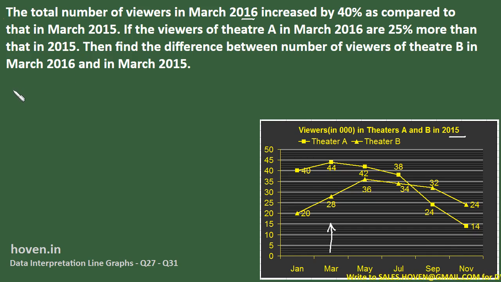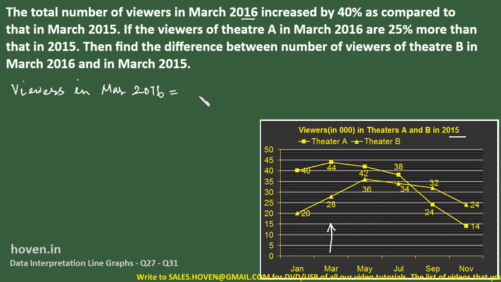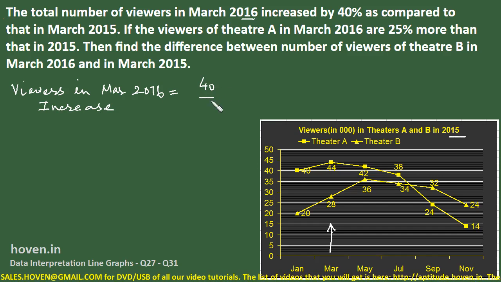So we can write, viewers in March 2016 would be equal to, we would rather say increase would be 40 by 100 multiplied by the sum total of these.